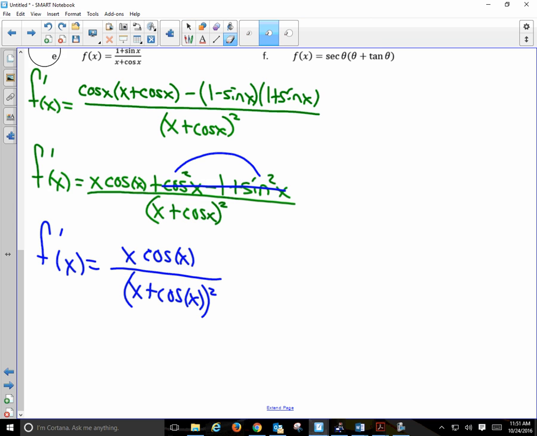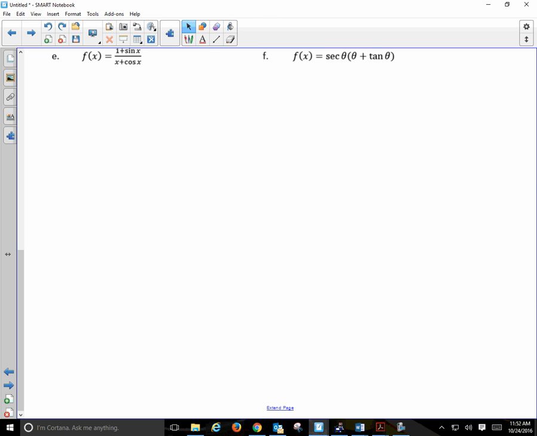Okay, for letter F, we just have 2 examples left. We're going to do letter F, then we're going to do 1 example on the back side. I have 2 possible approaches to this problem. Somebody see what rule is required here. The product rule is required.